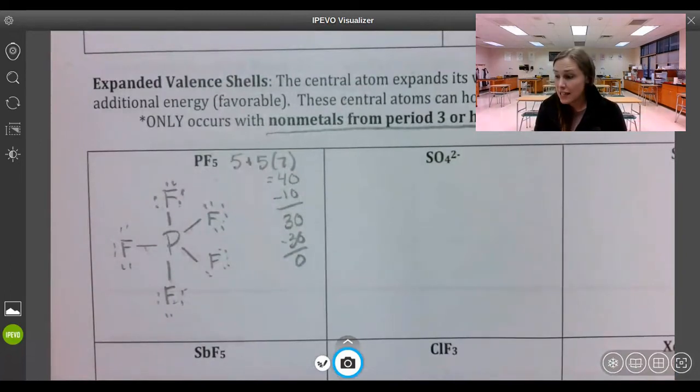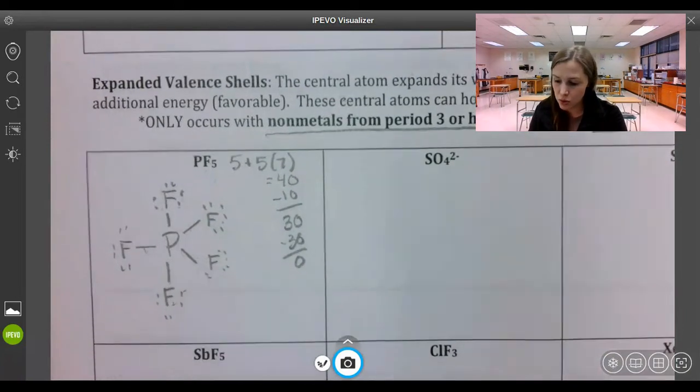Phosphorus has this expanded octet. That's okay. It's in period 3. It has d orbitals it can access, so this is a possible structure.